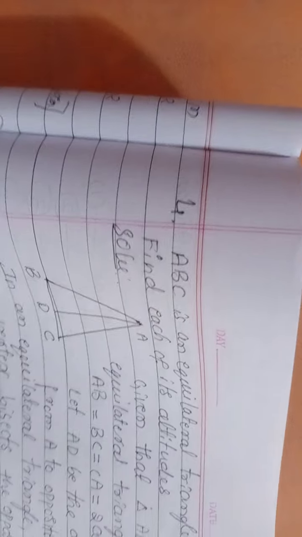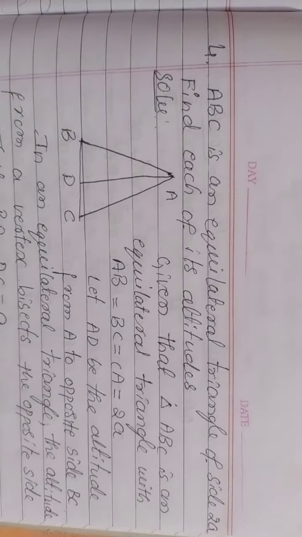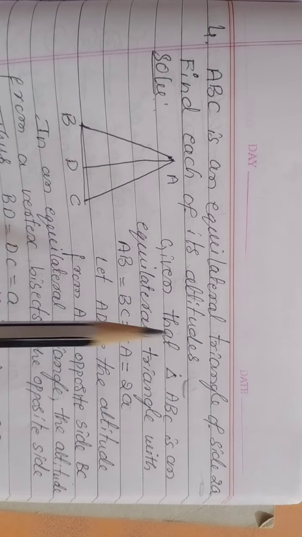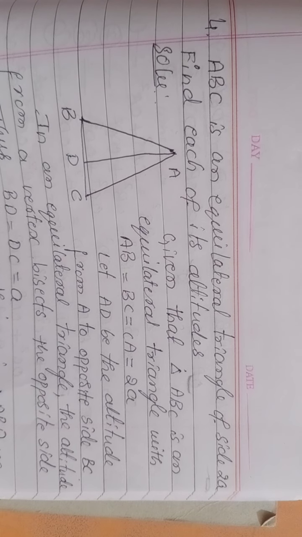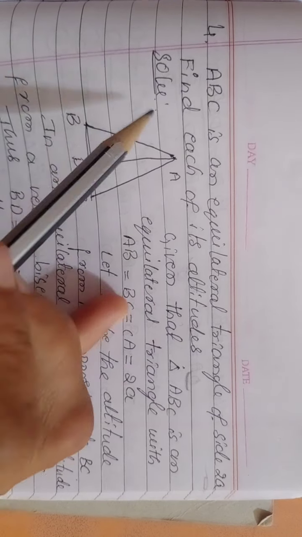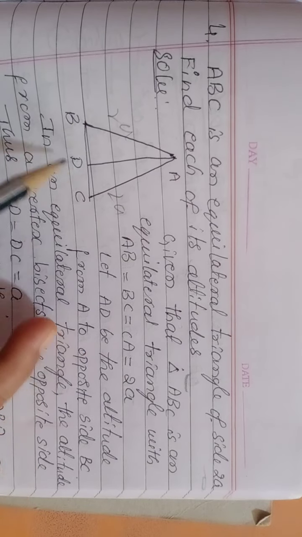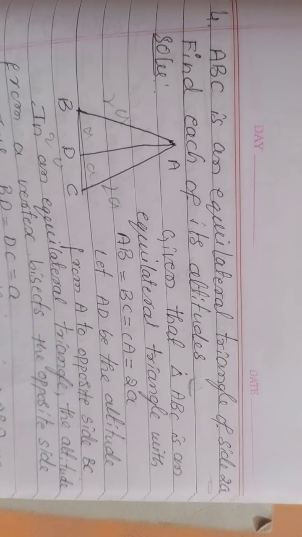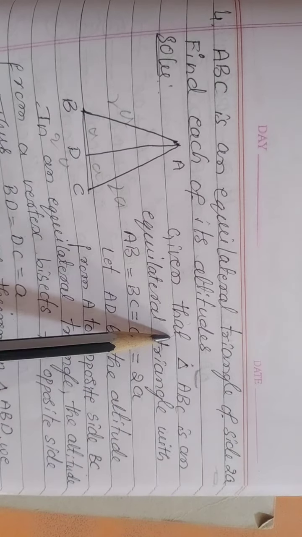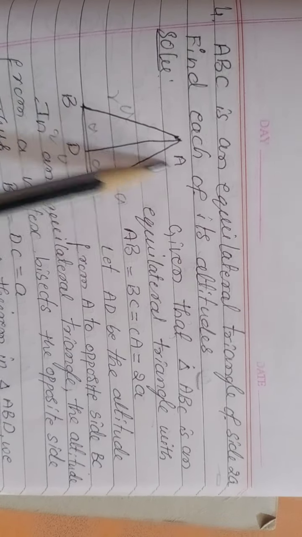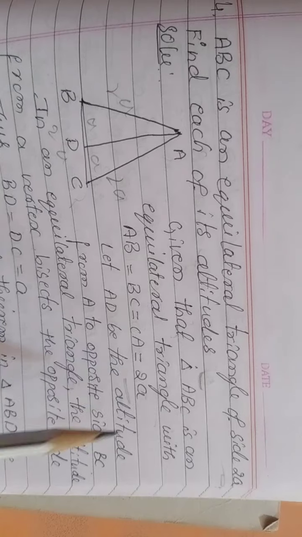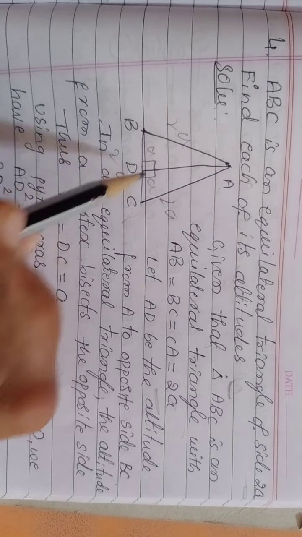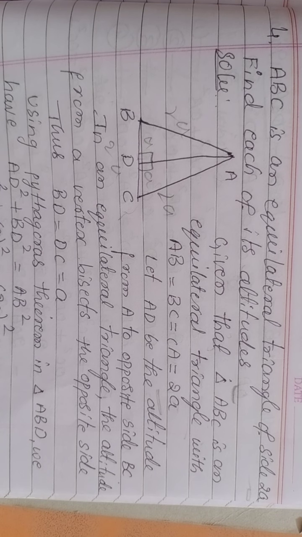So the next problem is: ABC is an equilateral triangle of side 2A. Find each of its altitudes, they are asking. So take an equilateral triangle. All sides are 2a, 2a, 2a. That is the thing you have to write: ABC is an equilateral triangle with AB equal to BC equal to CA equal to 2A. Let us draw an altitude here, AD. Altitude means a perpendicular from the vertex to the base.